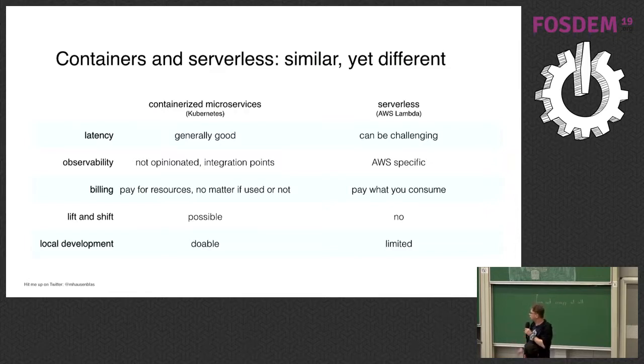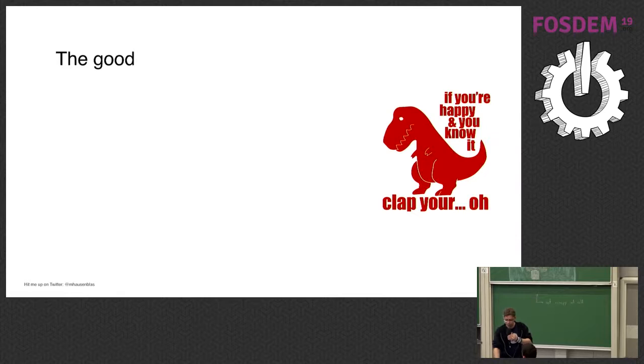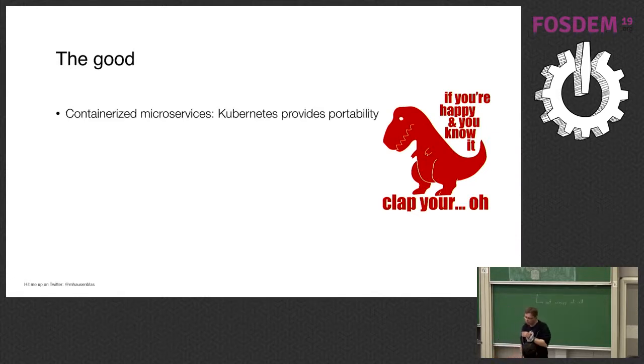And local development, it's doable in Kubernetes. There are a couple of things that make it less painful, Skaffold and many other things. With Lambda, it's limited. You can essentially only use the gateway and the Lambda itself. So anything else, like S3, whatever, I would need to go into live. It doesn't allow me to emulate that locally. So what's the good? In terms of Kubernetes, it definitely provides portability. You can start on premises, move to cloud, another cloud.